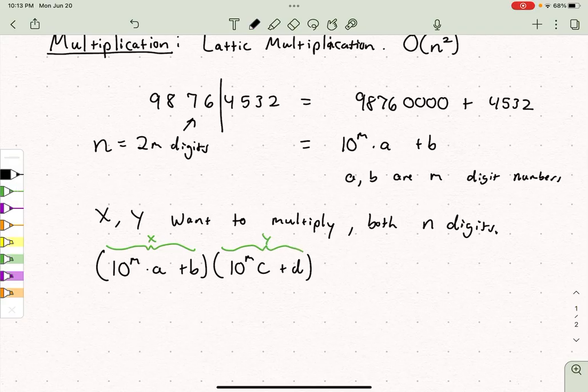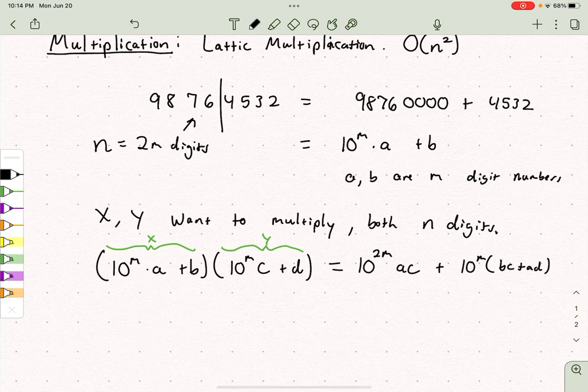Okay, we can do this out just by using foiling, basically. What we get is 10 to the 2m times ac, plus 10 to the m times bc plus ad, and then plus bd.